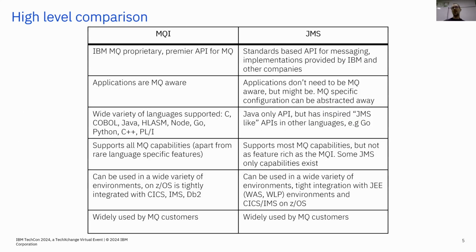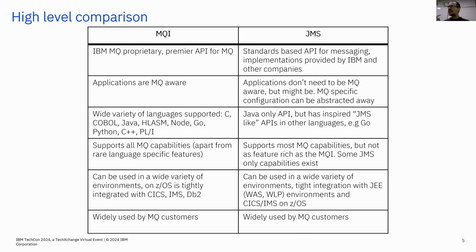So, a high-level comparison before I go into the nitty-gritty details. As I hope I've impressed upon you, the MQI is IBM's premier proprietary API for MQ. It's very specific to the product. It was written and designed specifically for MQ. JMS is, however, quite different. It's a standards-based API for messaging. That means it was designed by committee, which IBM was part of, along with a number of other companies. So it doesn't in itself know anything about MQ. It abstracts messaging into a generic way of doing messaging.